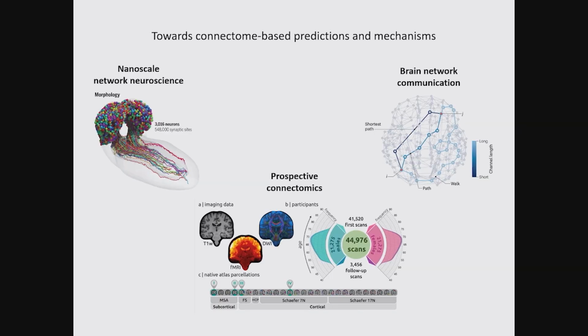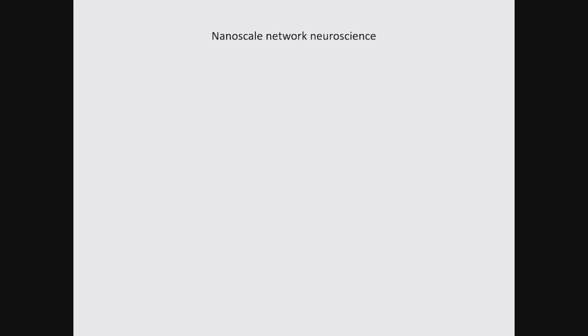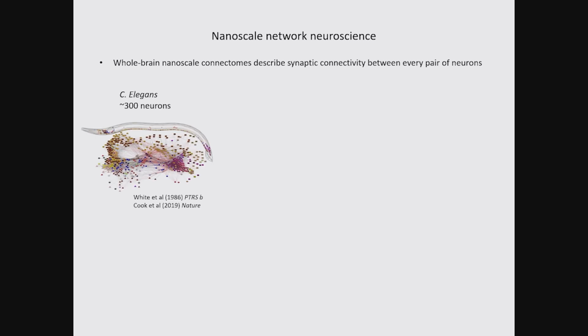Okay, so now I'm going to tell you about 3 directions in my own research in which I've been trying to do this. The first one is nanoscale network neuroscience. Whole brain nanoscale connectomes describe synaptic connectivity between every pair of neurons of an organism. The most famous and earliest whole brain nanoscale connectome that we had is the C. elegans one, and it had around 300 neurons.